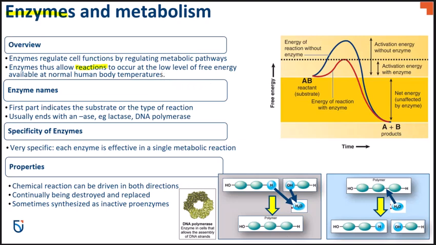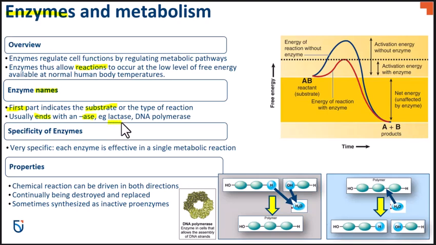When we look at an enzyme name, we can break it up to know what it is and what it does. The first part of the name of an enzyme indicates the substrate or the type of reaction that's going to occur, and I'll give you an example soon. And then the end part is almost always ACE. And so when you see ACE, it means enzyme.